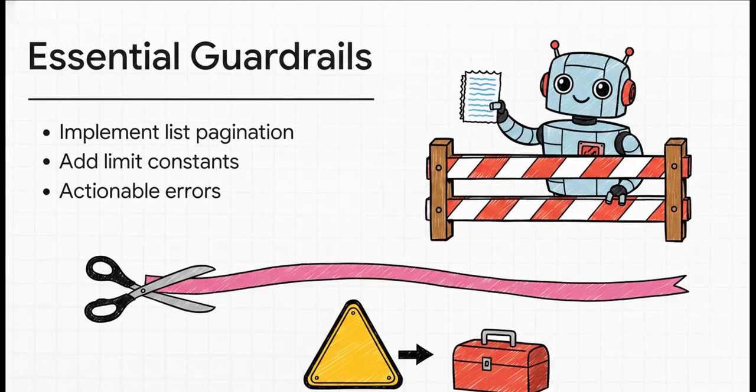But to pull that off safely, you need to put some essential guardrails in place. AI agents can get overwhelmed really quickly by massive data payloads. So you have to implement pagination for lists, you need to add character limit constants, and gracefully truncate responses if the data gets way too large. And always provide clear, actionable error messages. If something fails, the agent needs to know exactly why so it can correct its own mistake without needing you to jump in.